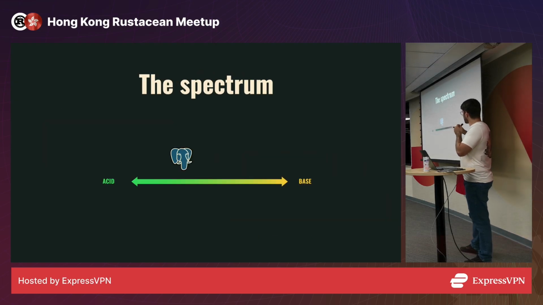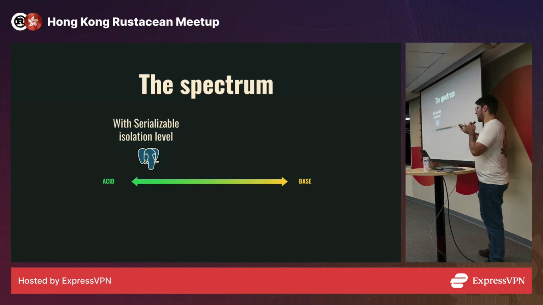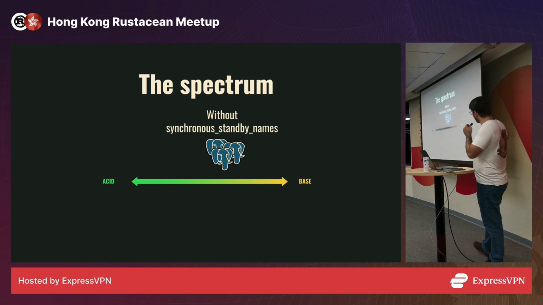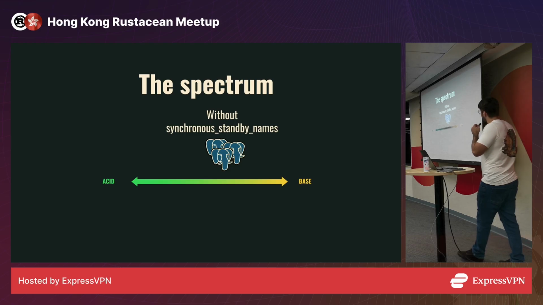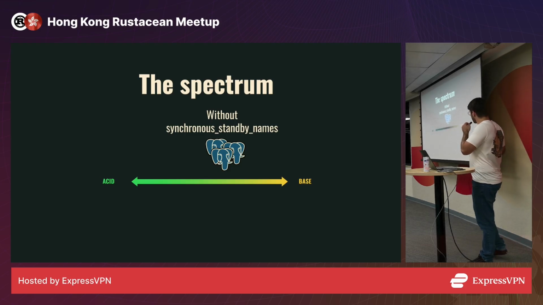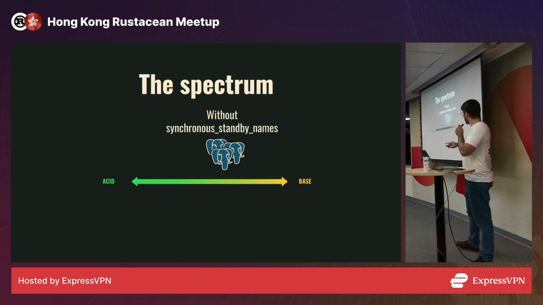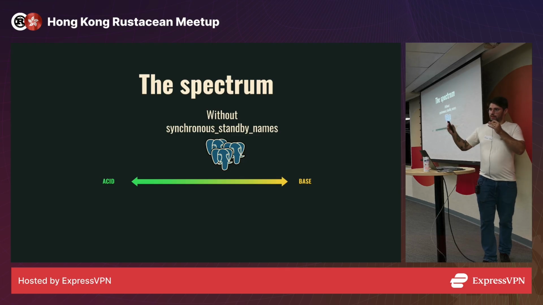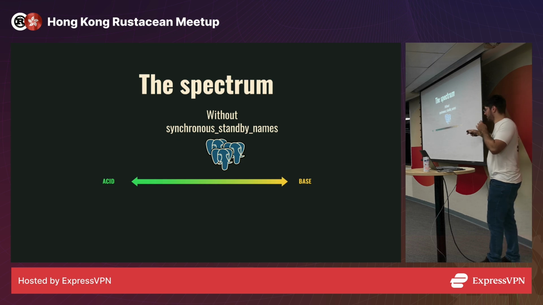be movable. So Postgres by default comes closer to ACID and farther from base. However, if you use a serializable isolation level, it becomes much more acidic. If you are using many replicas at the same time and you haven't configured synchronous standby names, it will become a lot more base, because only the master transaction will be committed, and if you try to read from a replica, the data will not be there. The data will eventually be there. So eventual consistency is a base characteristic.